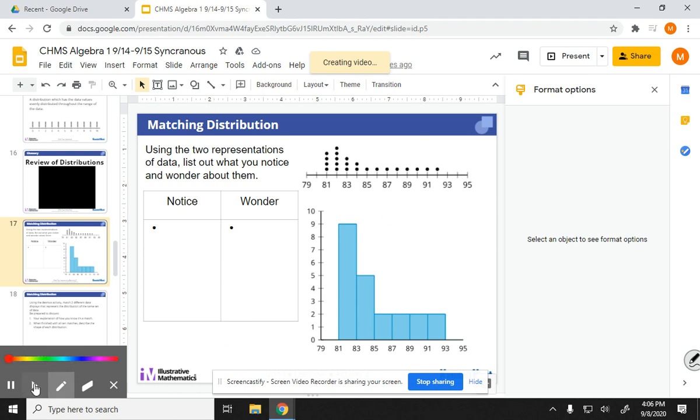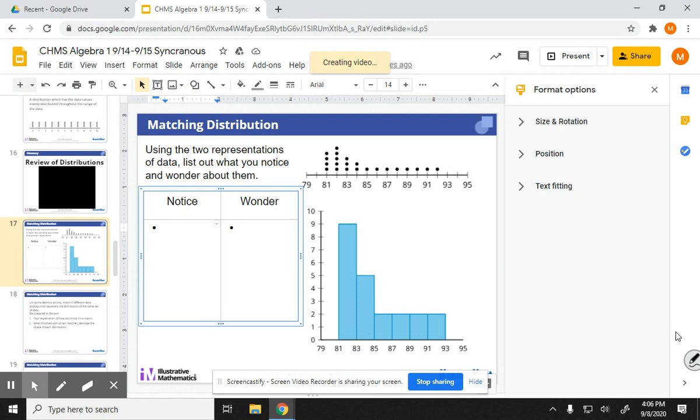All right, so I am going to talk a little bit about my notices and my wonders. I'm actually going to type them in here. So the first thing I notice is that all this data is around this section, which is the highest. So I noticed that there's more data on the left, and I also noticed that there's less data or less points on the right.